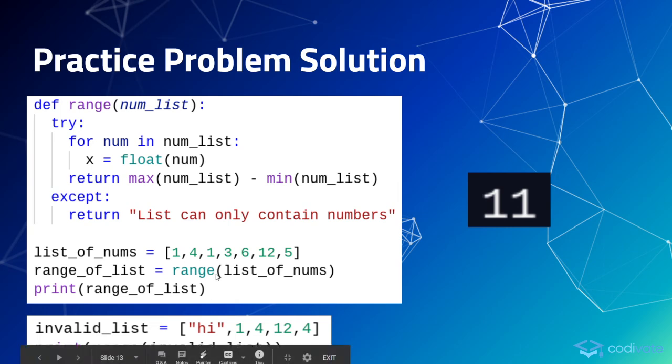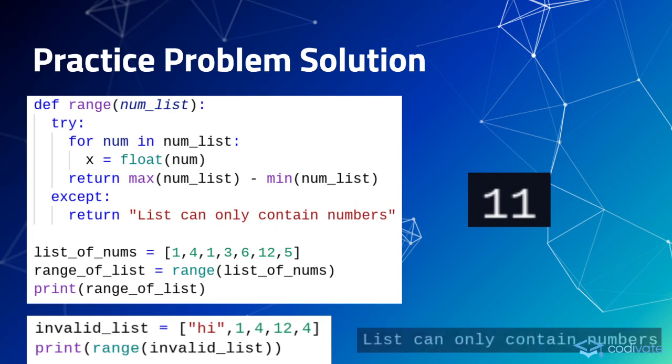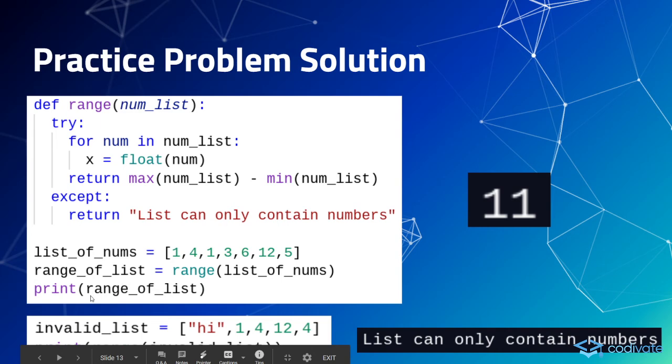Now we also want to make sure it works for the case with the except. So we create an invalid list and assign it some numbers and also the string hi. If we try to print the range of this invalid list, we get the correct output, list can only contain numbers. In this last case, with the invalid list, when we print the range function, it returns list can only contain numbers, so that is what we print.